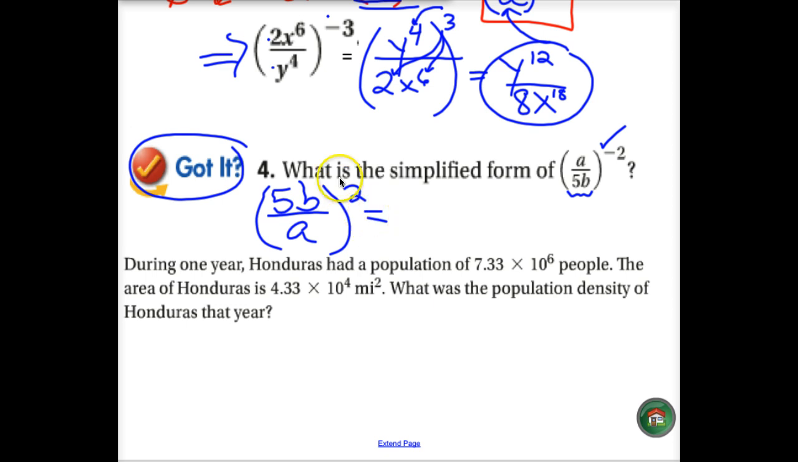Now I would square everything in here. 5 times 5 is 25. B times B is B squared. And on the bottom, another A squared. No cleaning up possible because I don't have any common bases.